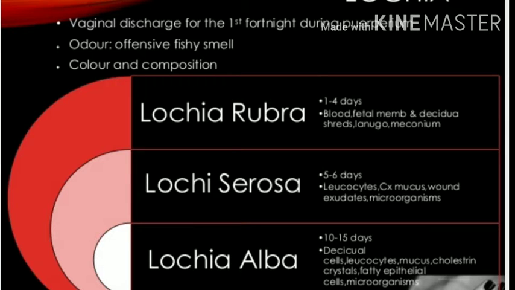The third is lochia alba. This is pale white in color. This exists from the 10th till the 15th day. It consists of plenty of decidual cells, leukocytes, mucus, cholesterol crystals, fatty and granular epithelial cells and microorganisms.